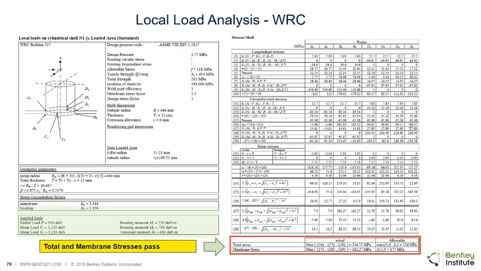The WRC method uses the radial and 2 shear loads and the 2 bending and 1 torsional moments to calculate the total and membrane stresses as illustrated. The resulting stresses are evidently within limits.